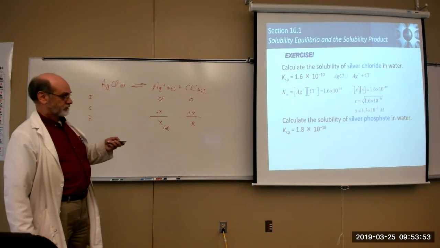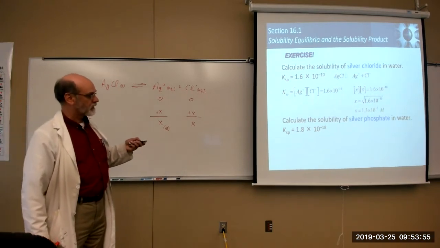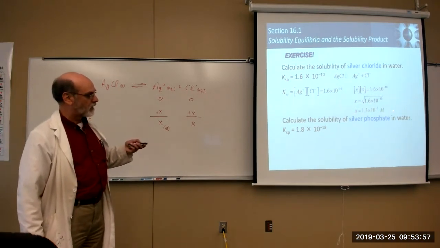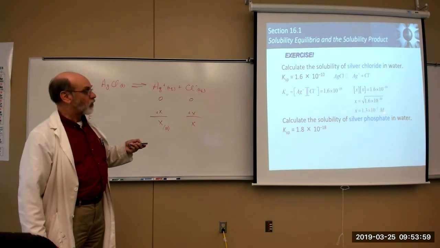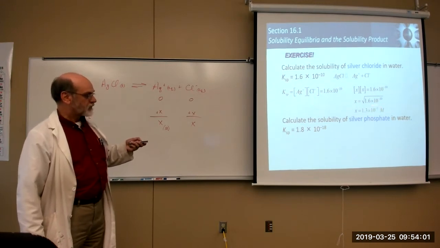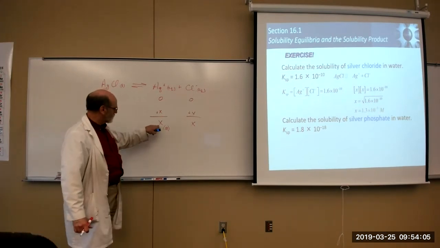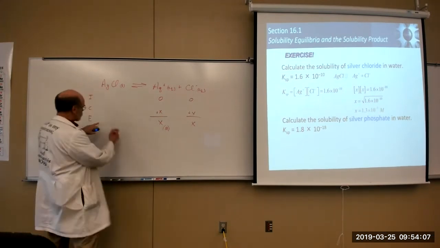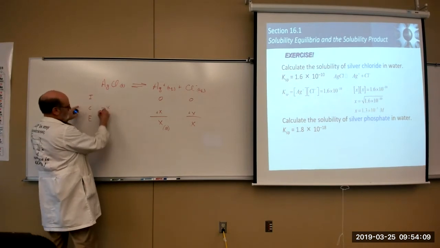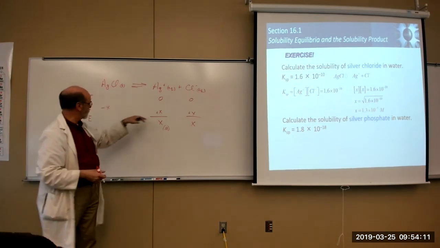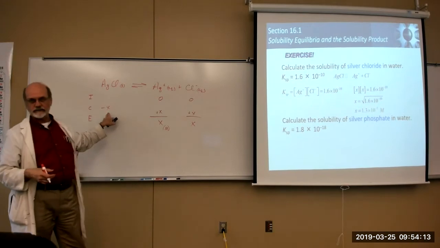Okay, so we have a molar concentration for silver and chlorine, 1.3 times 10 to the negative 5. This means, since this is 1 to 1, that many produce that, but it's not part of the expression, right?